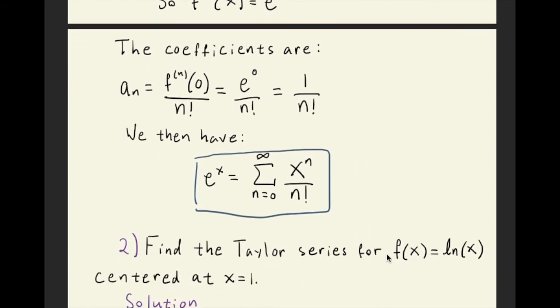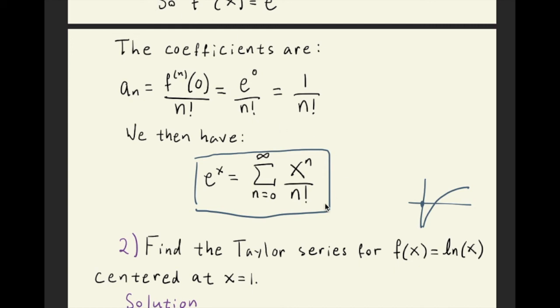Let's find the Taylor series for the function f of x equals ln of x centered at x equals 1. Ln of x is a really good example of a function that should be centered at a different center, not at 0. Because if you think about the graph of ln, it looks like this. So you can't center your power series at 0. Your function is not even defined at 0. So usually we need to center at a different point. A pretty common point is centering at x equals 1.